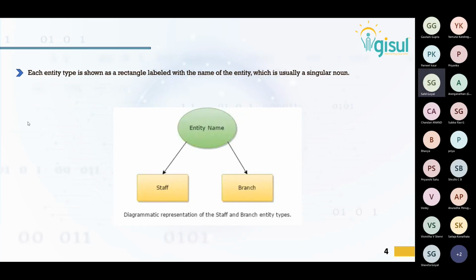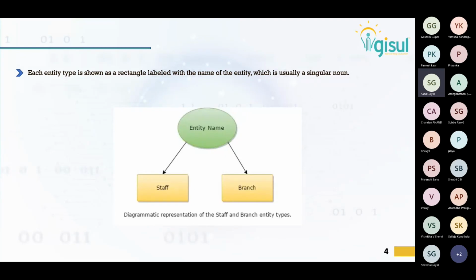first we need to understand what is an entity. Okay. So an entity is basically, and how we are going to represent an entity when we are developing a database model. Each entity type is shown as a rectangle labeled with the name of the entity, which is usually a singular noun. So in layman's language, or in simple language, an entity is equivalent to your table name.